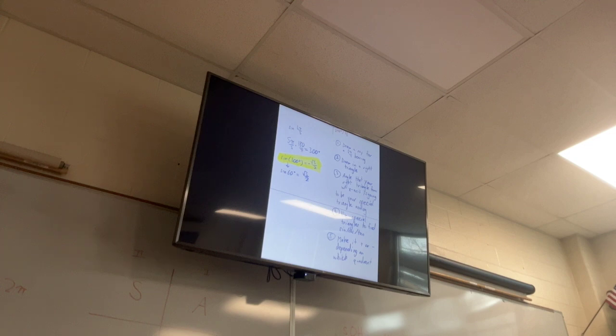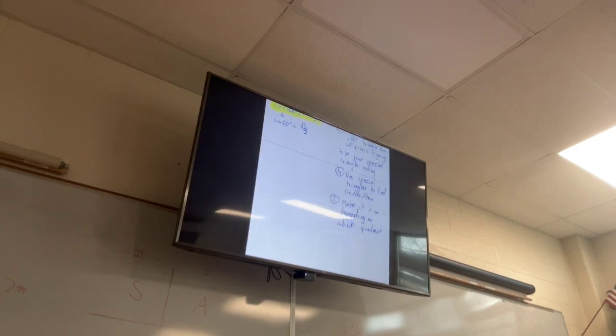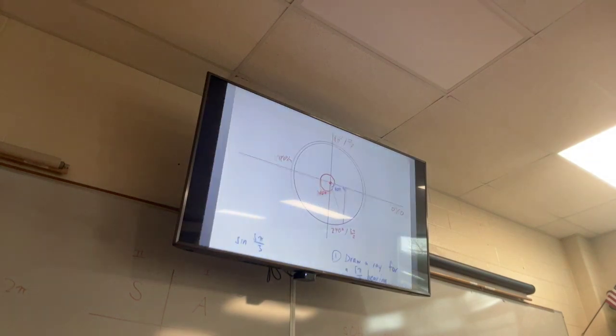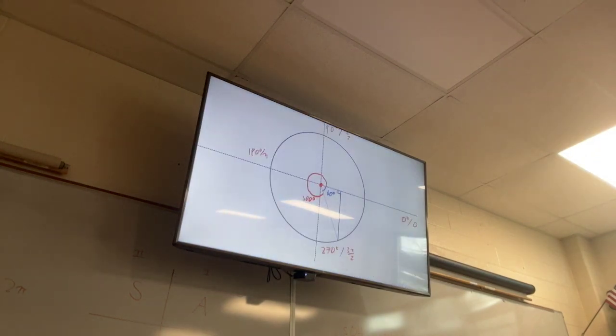The cosine, you just look at your special right triangle and make it positive or negative as needed. Tangent would be the same way. Okay, let's do the cosine. I'm going to erase a bunch of this stuff. Let's do the cosine of 120 degrees.